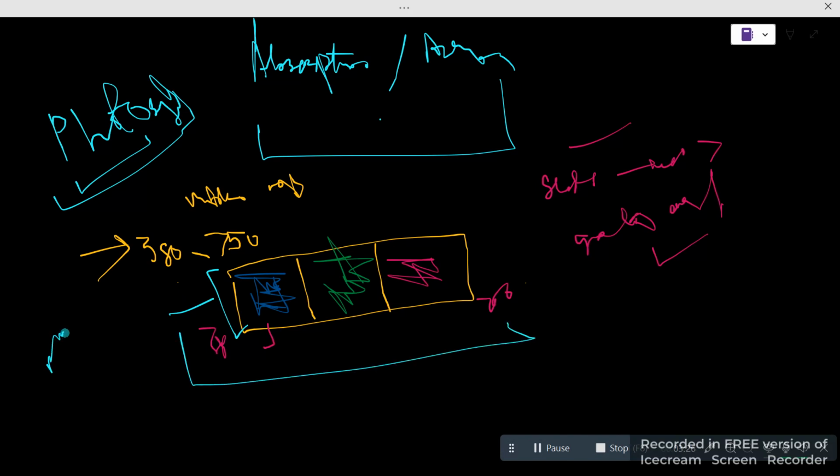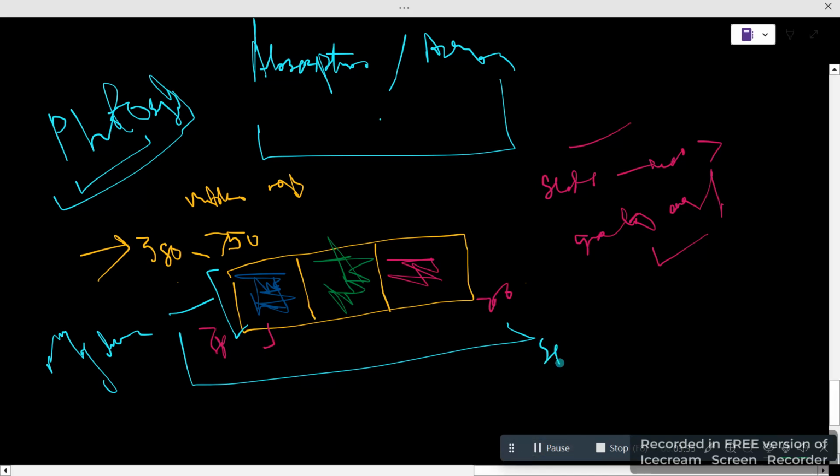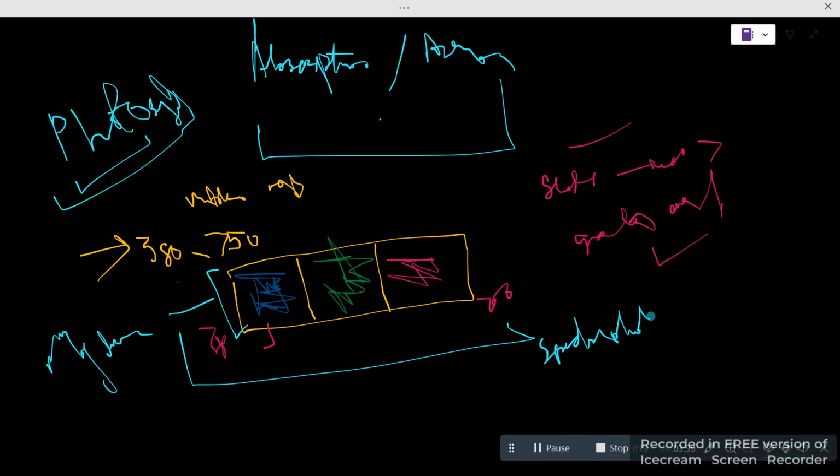So it is measured by a device which is known as a spectrometer. The instrument which is used is the spectrophotometer. This should be very, very much clear.